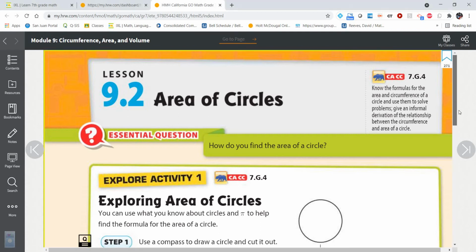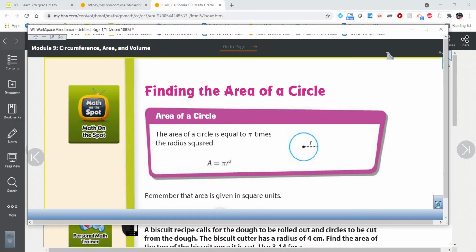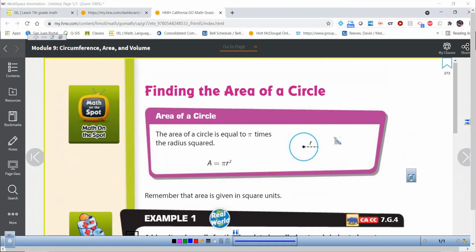Alright, so just a reminder about circles. When we have a circle, it is the set of all points that are equidistant from any given point. So if I have my handy dandy compass here, if I draw a circle, that is all the points that are the same distance away from that center.